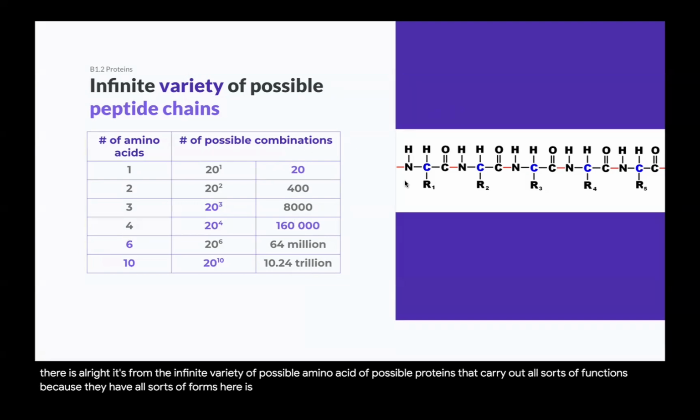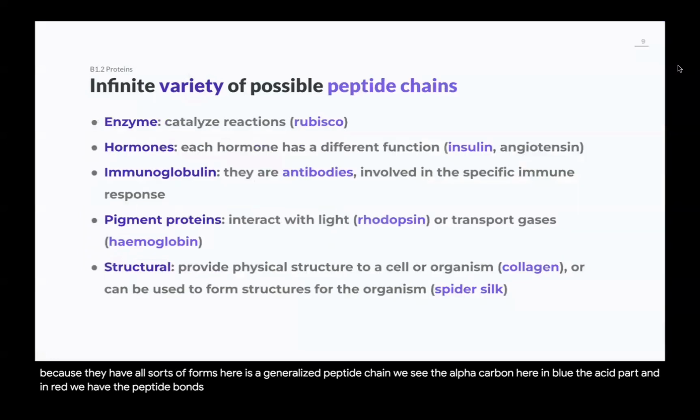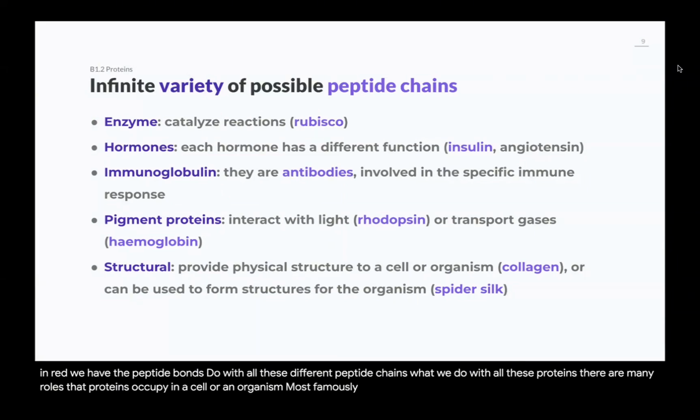Here we see a generalized peptide chain. We see the alpha carbon here in blue, the acid part, and in red, we have the peptide bonds. So what do we do with all these different peptide chains? What do we do with all these proteins? There are many roles that proteins occupy in a cell or an organism. Probably most famously, enzymes. Enzymes are incredibly important proteins.